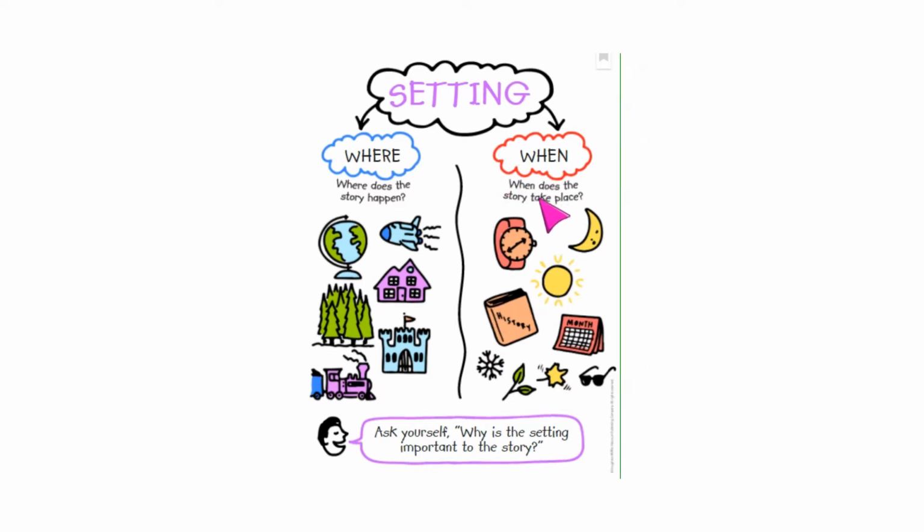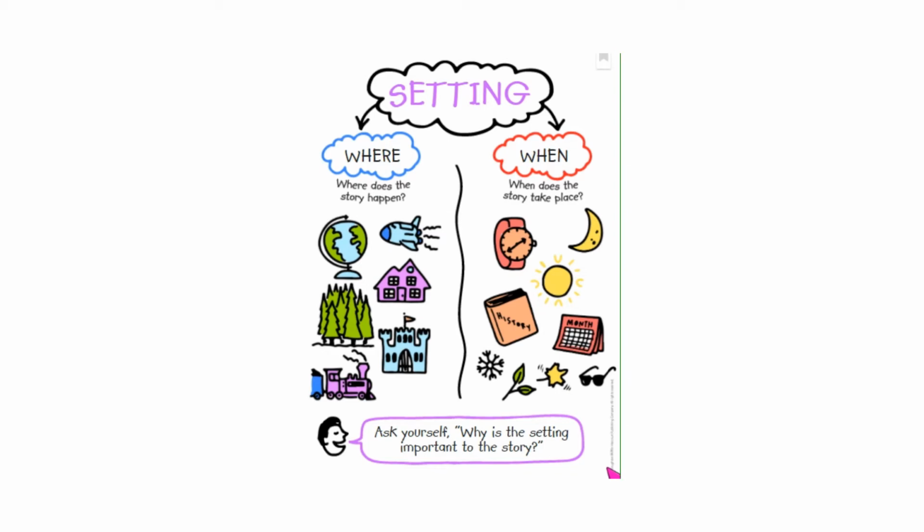When does the story take place? Stories, boys and girls, can take place at night, can take place during the day, or they can even take place throughout different seasons. So settings don't really have to stay the same, where or when, throughout the story. They can change. Ask yourself, why is the setting important to the story?